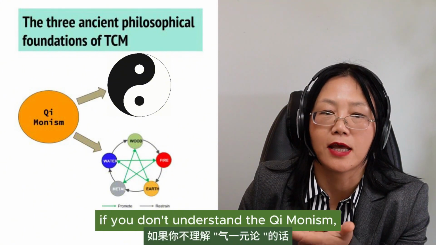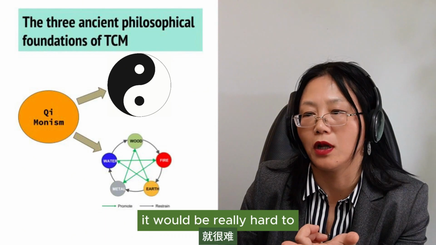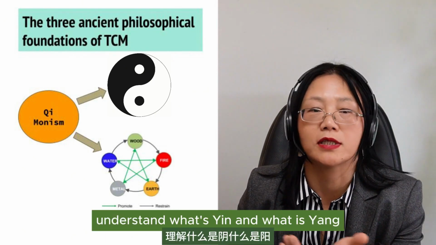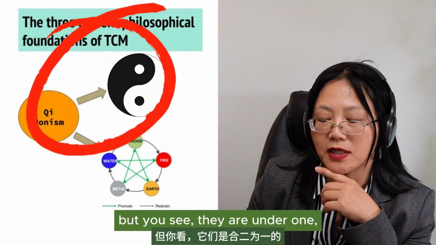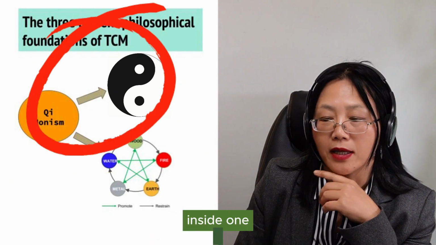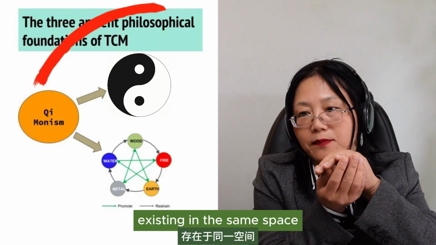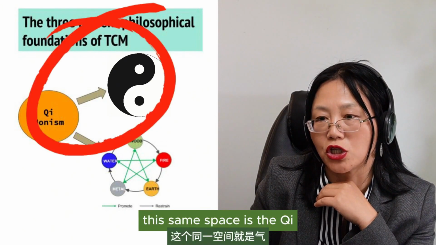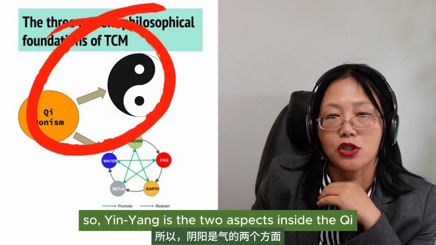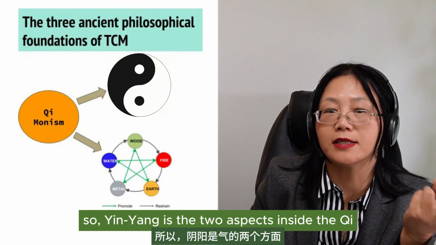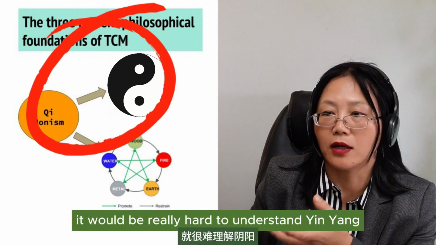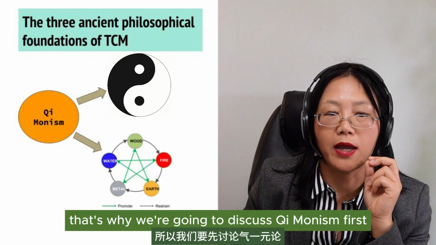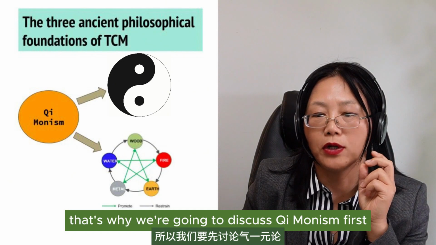If you don't understand Qi Monism, it would be really hard to understand what is Yin and what is Yang. Yin-Yang is two parts, but you see it's under one, inside one. It exists in the same space. This same space is the Qi. So Yin-Yang is the two aspects inside the Qi. If you don't know the Qi, it would be really hard to understand Yin-Yang. That's why we're going to discuss Qi Monism first.